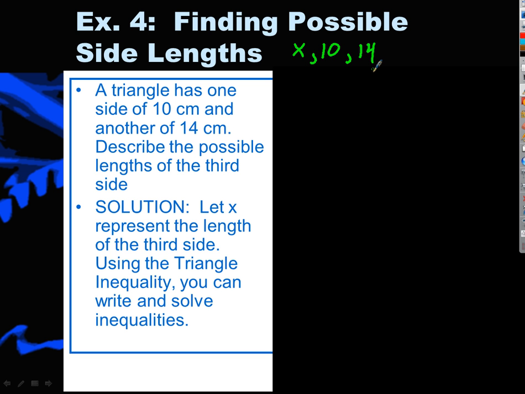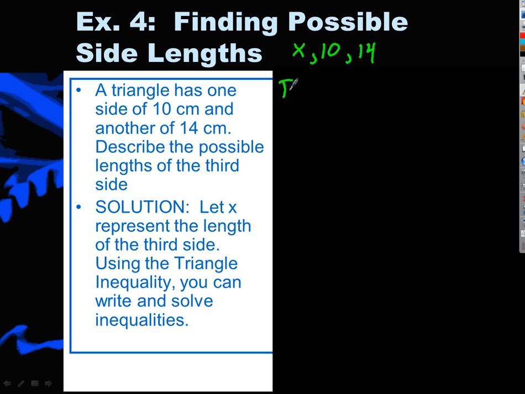Now let's look at the extreme cases. Let's look at the cases where x is the shortest side, because that's going to give us the shortest possible value of x, the smallest value. And let's look at the case where x is the longest side in the triangle. And that'll give us the upper end of it, the longest that x could be. If x were the shortest side in the triangle, what would the longest side be? 14, right? Everybody see that?